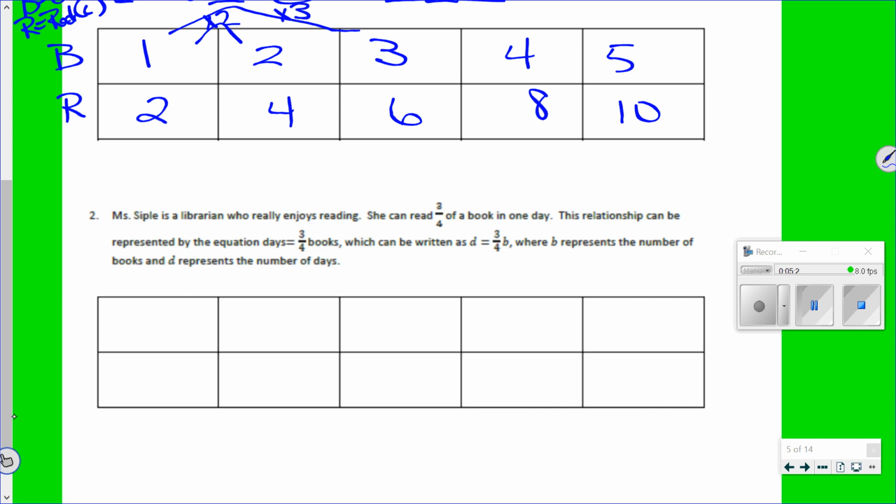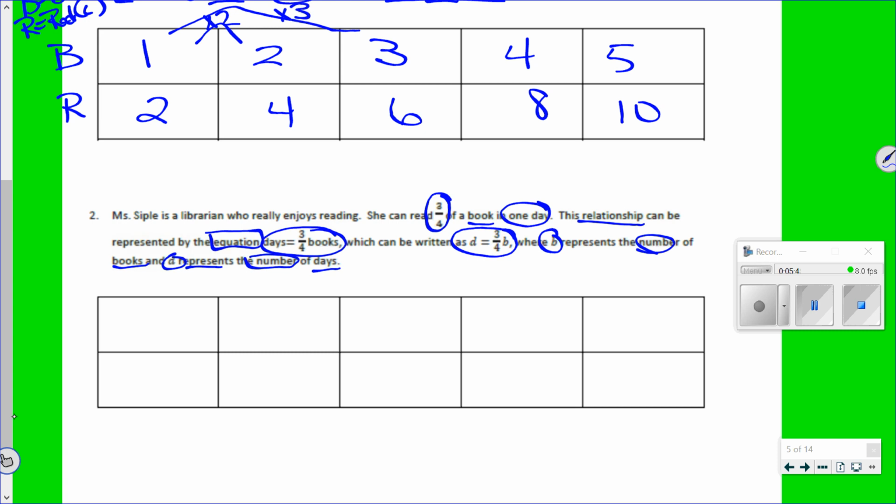The Stipples librarian who really enjoys reading, she can read 3/4 of a book in one day. This relationship can be represented by the equation days equals 3/4 books, which can be written mathematically as D equals 3/4 B. B is the number of books, and D is the number of days.